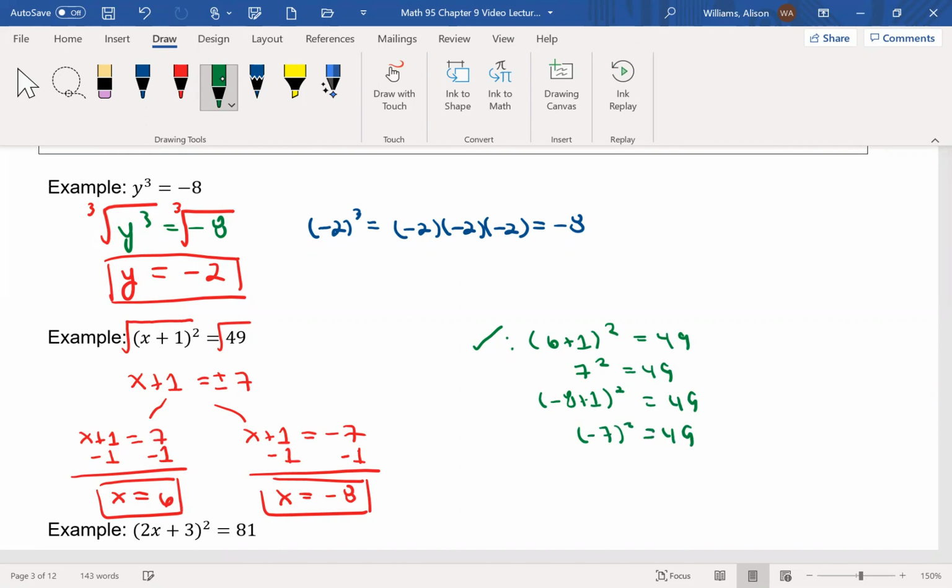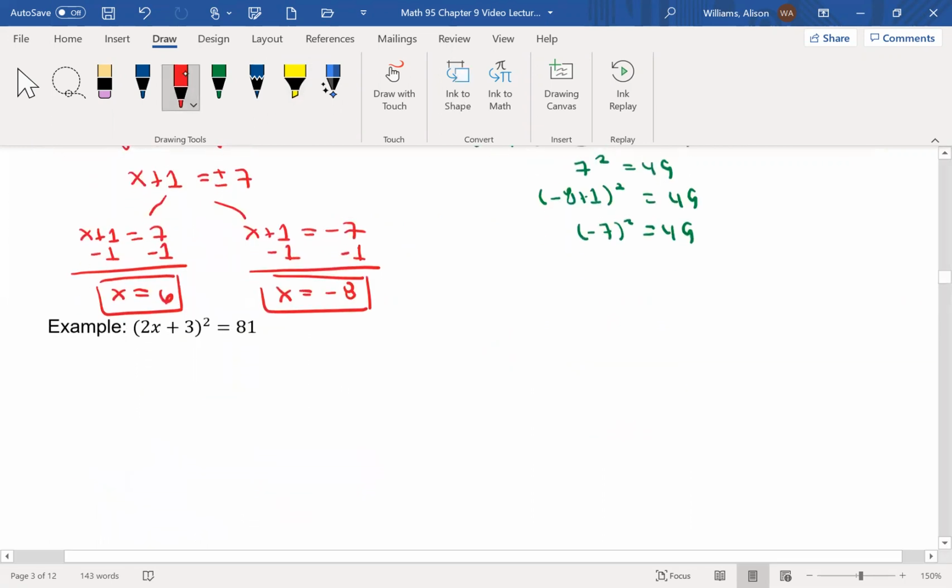I'm not going to go through the checking on these, though, like I did in the last section. Like I said, we don't have to worry so much about having issues with our answers because we're not having a radical in the original problem. The original problem is something with an exponent, and negatives aren't a problem when we have exponents. I'm not stressed about those.